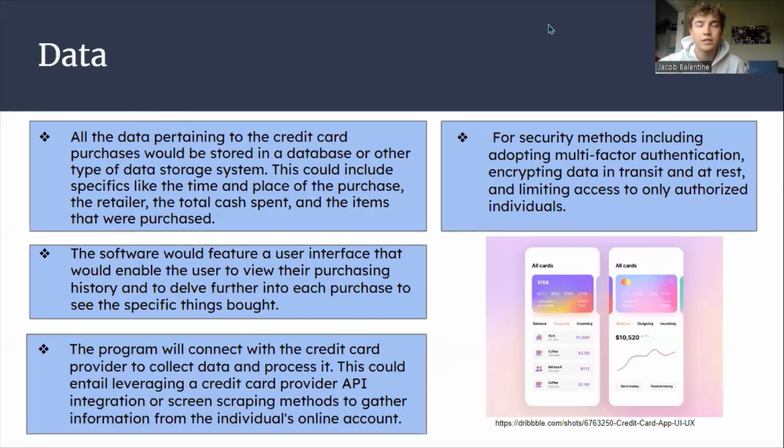For the data side of things, all data pertaining to the credit card purchases would be stored in a database or other type of data storage system. This could include specifics like the time and place of the purchase, the retailer, the total cash spent, and the items that were purchased. The software would feature a user interface that would enable the user to view their purchasing history and to delve further into each purchase to see the specific things bought.